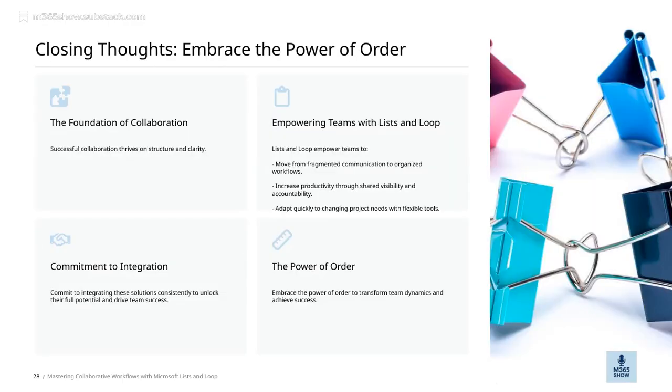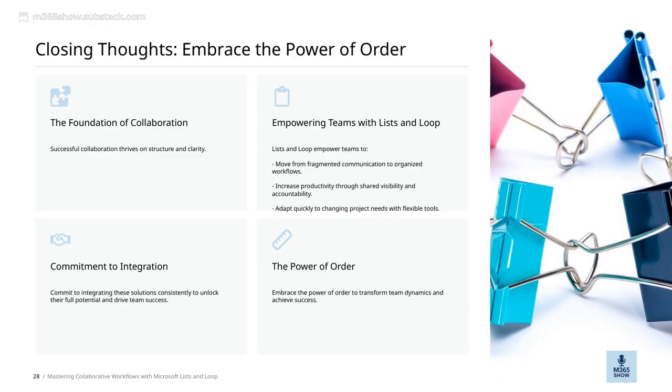So, as we wrap up, I want to emphasize the importance of embracing the power of order. When we master collaborative workflows using tools like Microsoft Lists and Loop, we can truly transform how our teams work together and achieve success. The core idea here is that order isn't just about organization, it's about unlocking potential. By consistently integrating these solutions into our daily routines, we can maximize their benefits and really drive our teams forward.